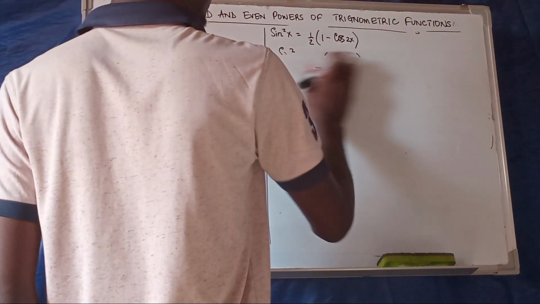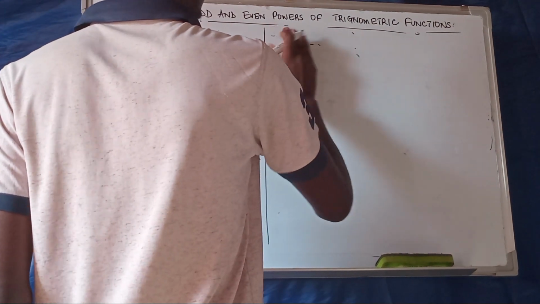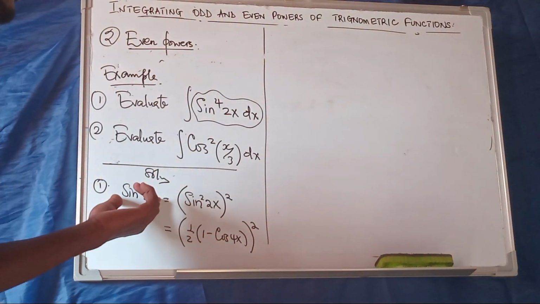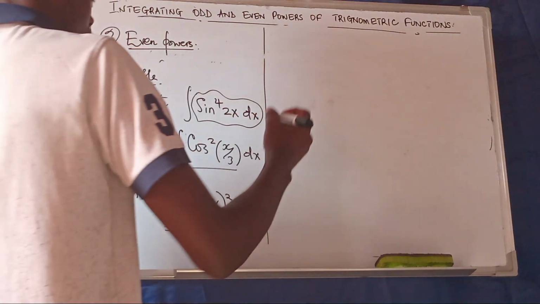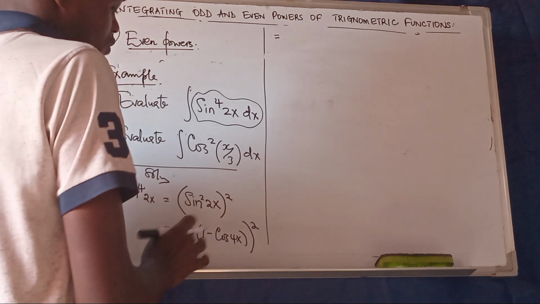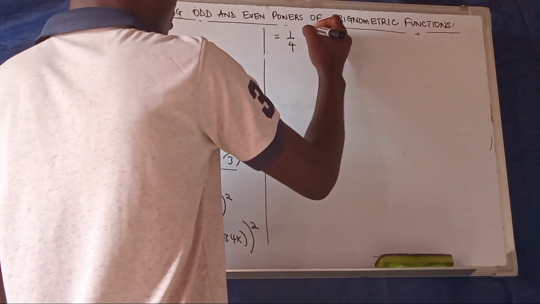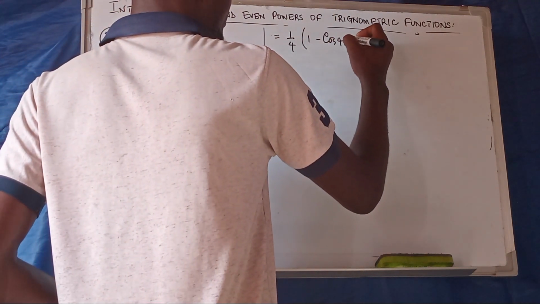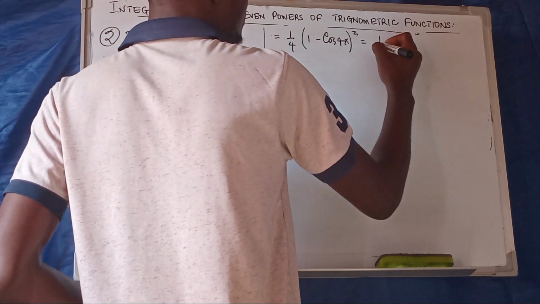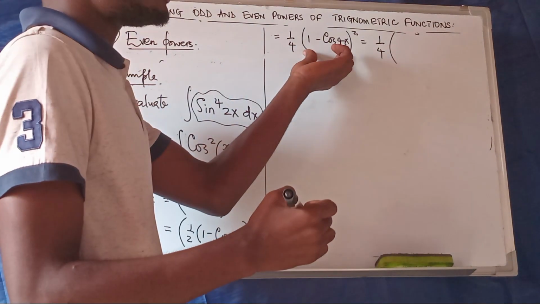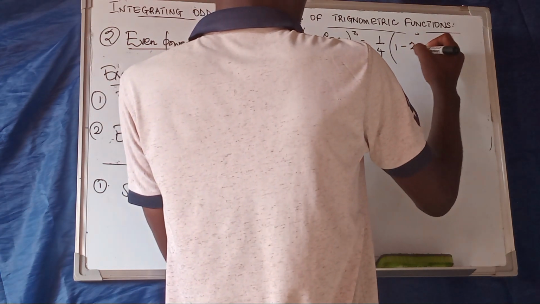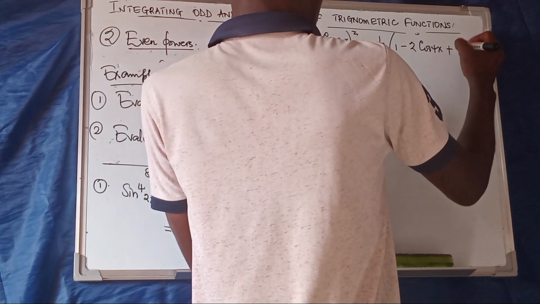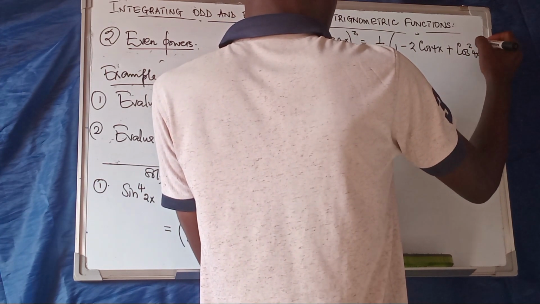So I think I can remove this since I already have this. Now I'm trying to expand this such that I evaluate the integral. This is the same as a half squared, which is a quarter, into this one squared, 1 minus cos 4x squared. This is a quarter into, when we expand this, we have 1 minus 2 cos 4x plus cos squared 4x, like that.